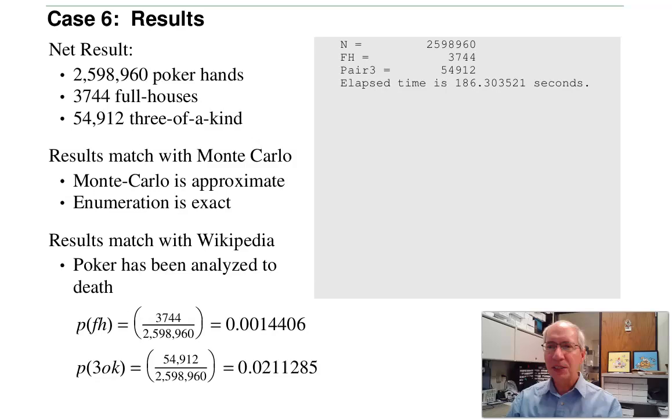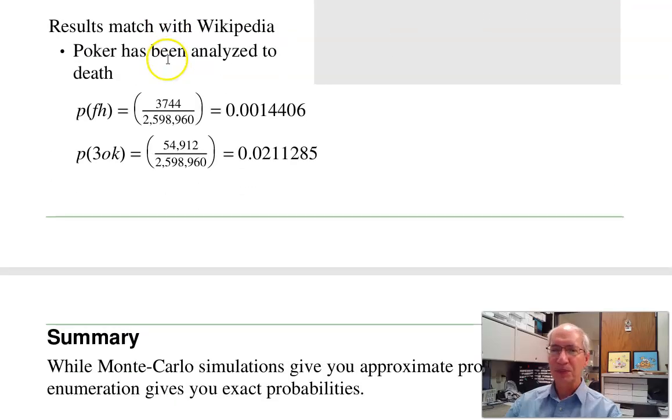In this case, poker is pretty well analyzed. I can go to Wikipedia, and Wikipedia will tell me the number of hands that are full house, the number of hands that are 3 of a kind, and surprise, surprise, that matches exactly with what we did with enumeration. Basically, poker's been analyzed to death, so the odds of different hands are pretty well known. And this is one way to get those answers, enumeration.